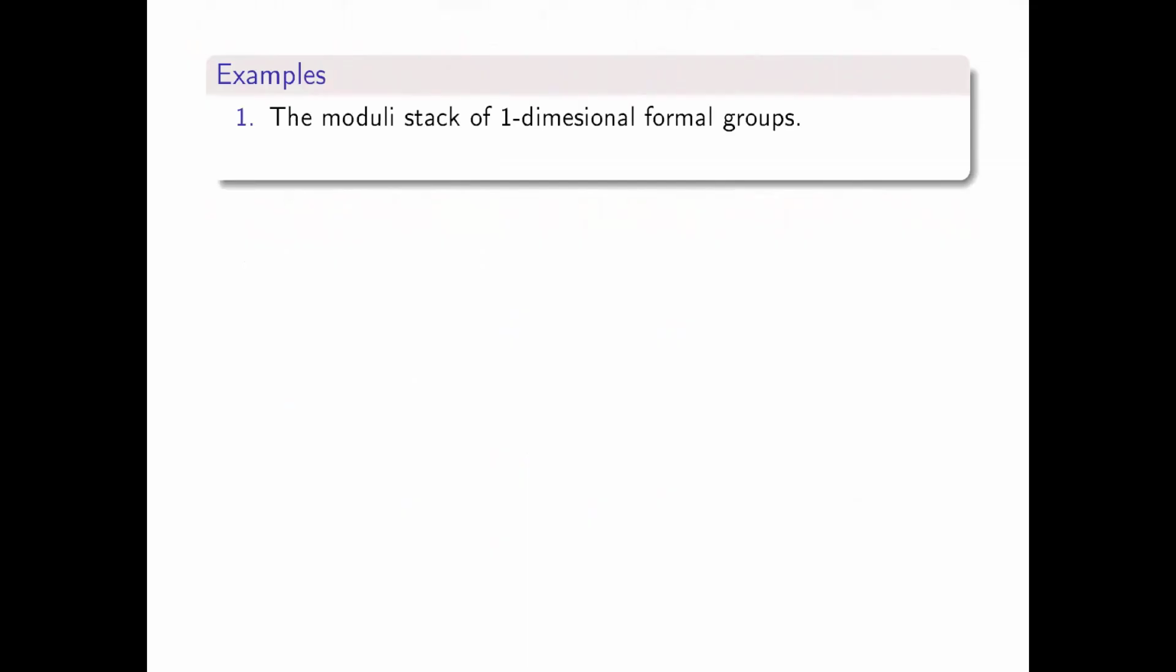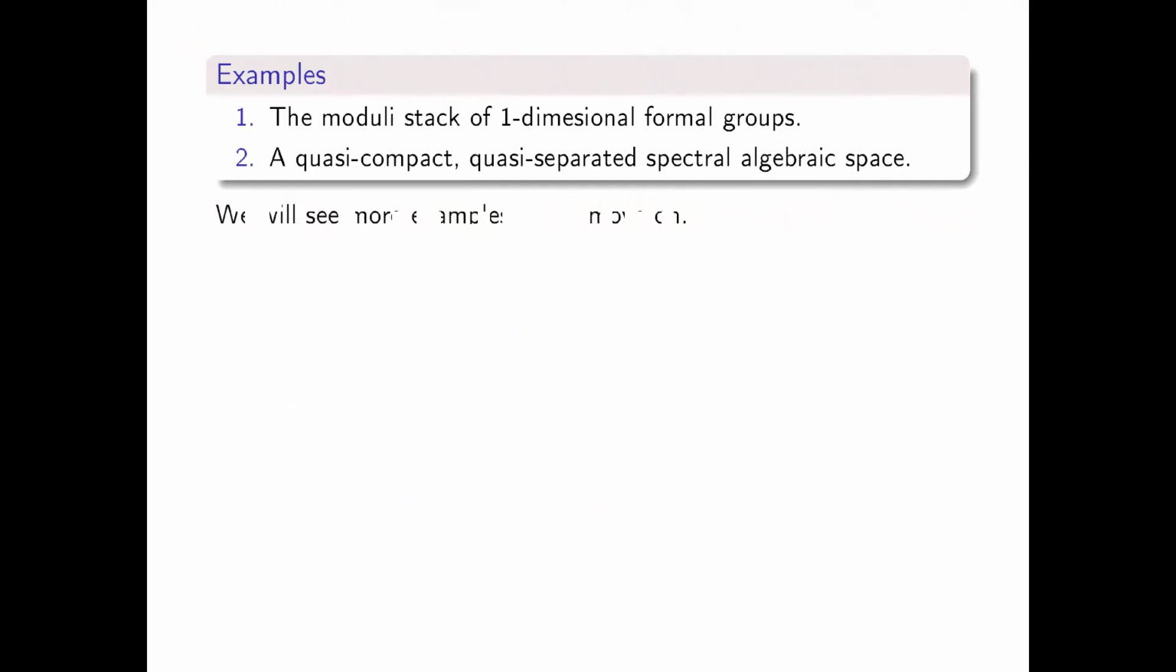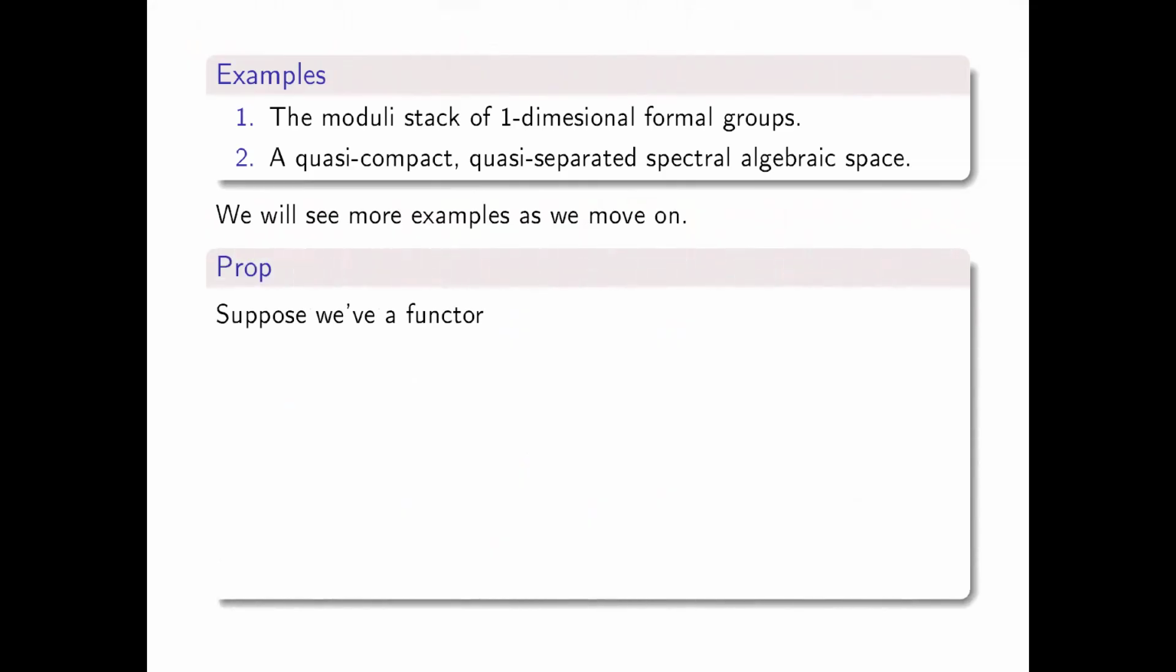So an example is basically the moduli stack of formal groups, like one-dimensional formal groups. And it's not hard to see that if you take a quasi-compact, quasi-separated spectral algebraic space, it is also an example. So we'll see more examples as we move on.